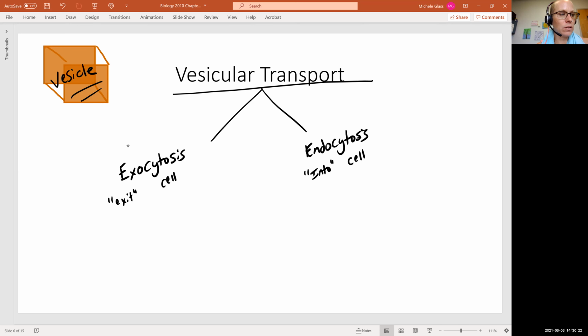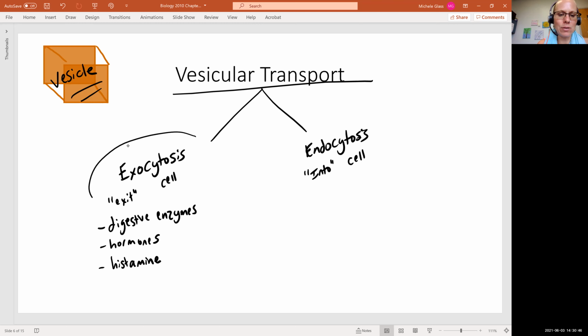And so in the case of exocytosis, we'll see a cell might get rid of digestive enzymes, hormones, the signaling chemical histamine are all examples of things that are going to be exported using exocytosis.